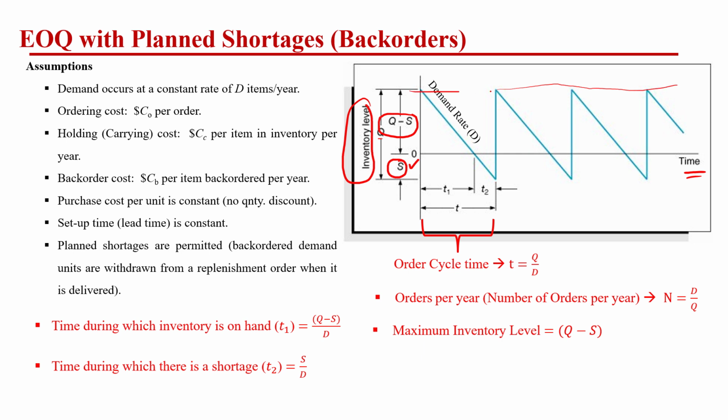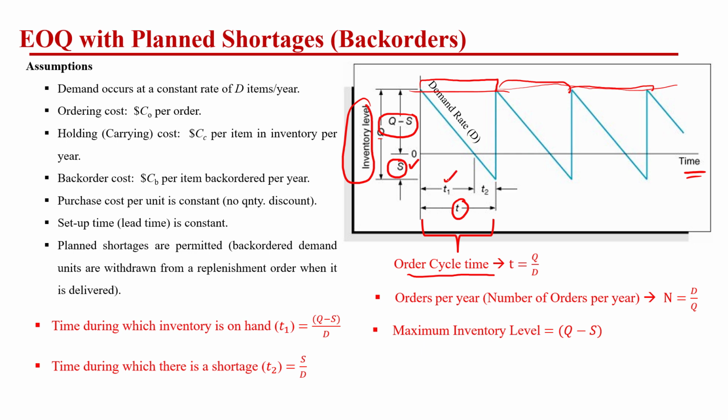So this is the demand rate. As we already know, this part is known as the order cycle time, which means how long it takes to complete one order cycle. This is going to be the second order cycle, this the third order cycle, and so on. Every order cycle, which we represent with T, can be divided into two parts.